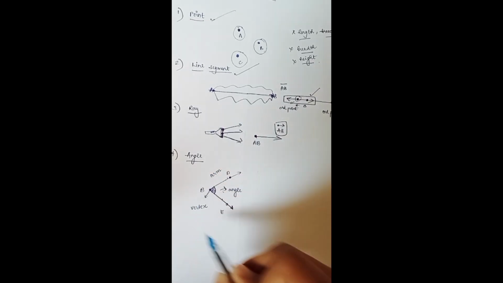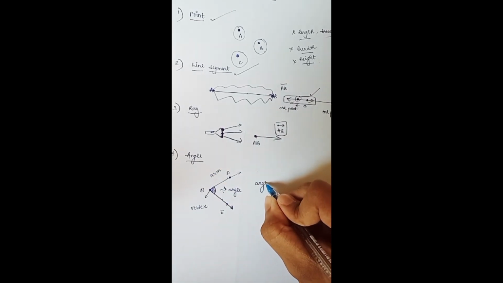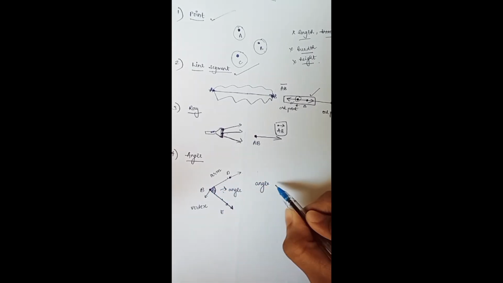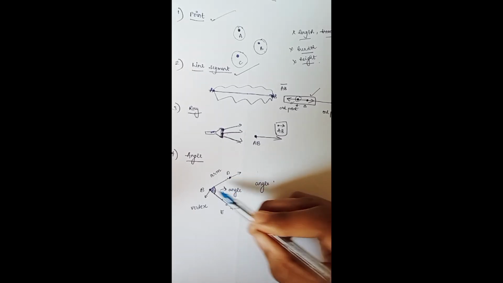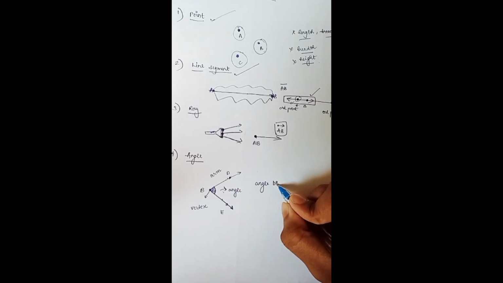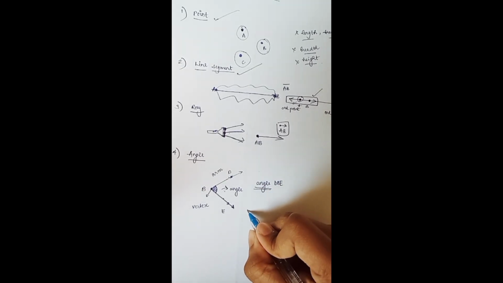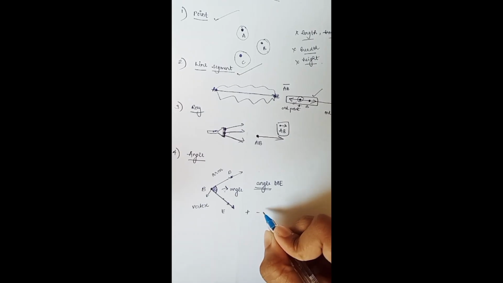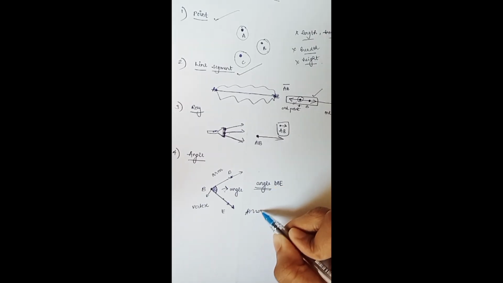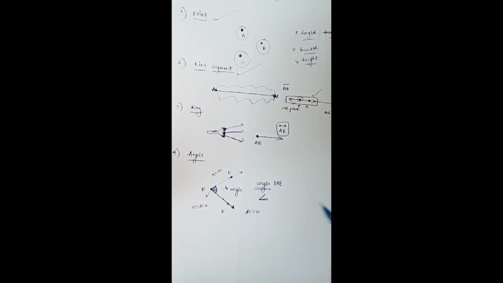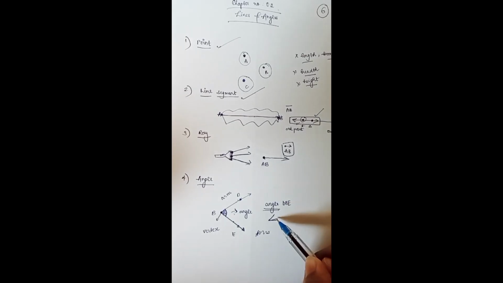Now, how do you name this whole figure? We can either call it angle DBE or EBD, anyhow. Suppose I'm taking DBE, so angle DBE. Now, there's a symbol for angle. Just like how we have plus for addition and minus for subtraction, we have a symbol for angle. What is the symbol? This is the symbol for angle. So, we call this whole figure angle DBE.